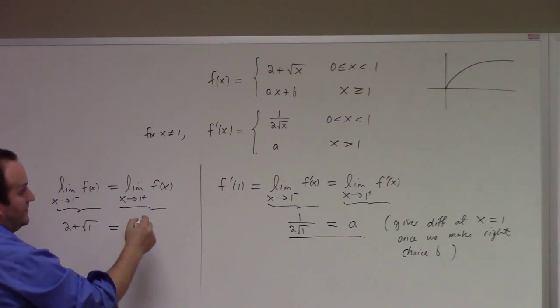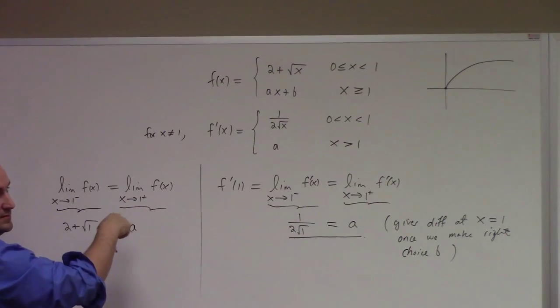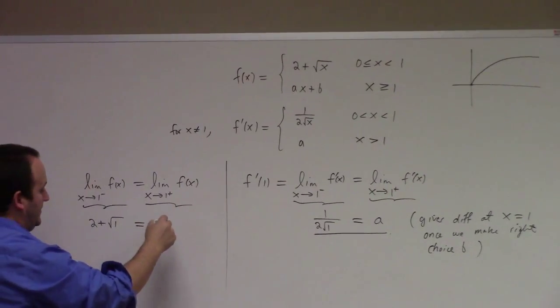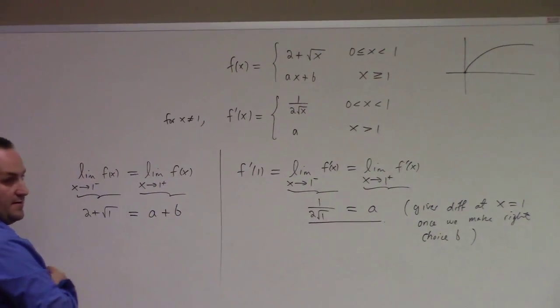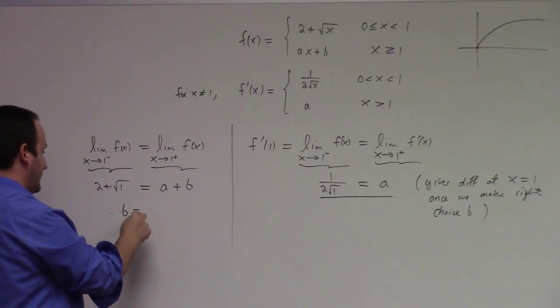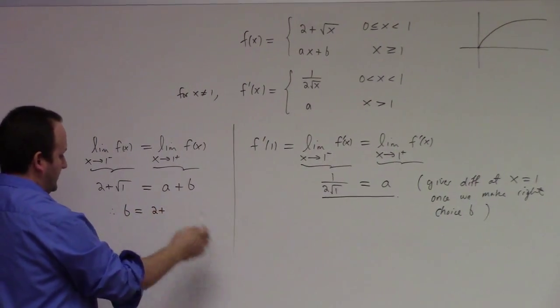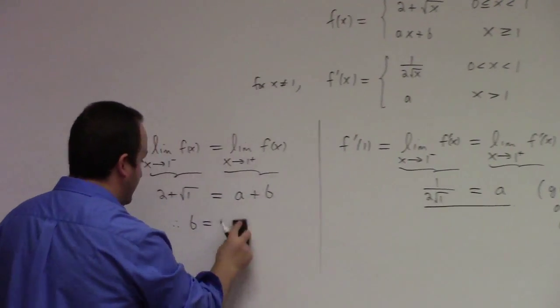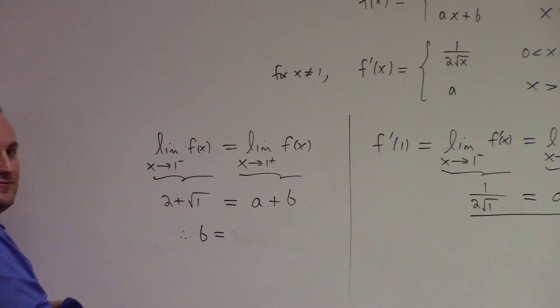Yeah, so that goes to what at 1? Yeah, a plus b, right? So therefore, b is equal to 2 plus the square root of 1. I think I can simplify that, yeah? Square root of 1? 1, yeah, okay.